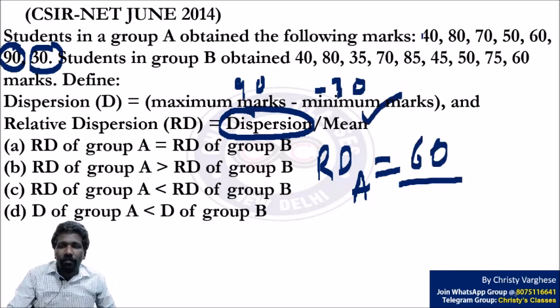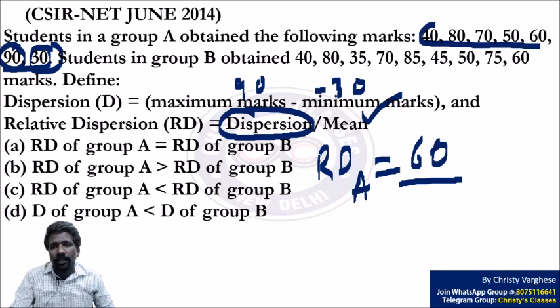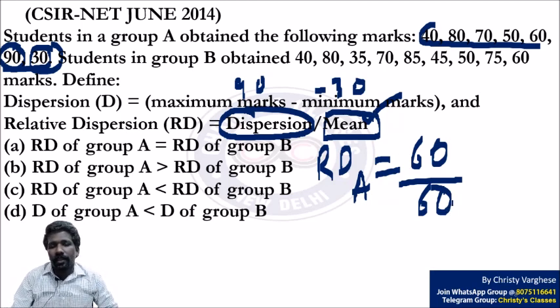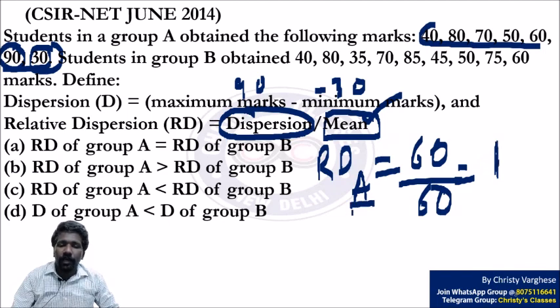Divided by the arithmetic mean of 40, 80, 70, 50, 60, 90, 30. You have to find the arithmetic mean. Using the normal approach you can find it, because these are not very difficult numbers. Avoid the 0 first: 4 plus 8, 12; 12 plus 7, 19; 19 plus 5, 24; 24 plus 6, 30; 30 plus 9, 39. You can add like that. You will finally get 420. 420 by 7 is 60, so 60 will be the mean. You do that step yourself. So the relative dispersion is 60 by 60, which is 1, for group A.